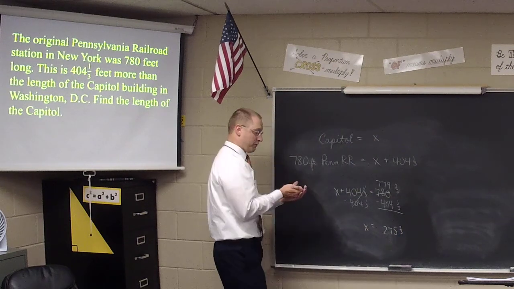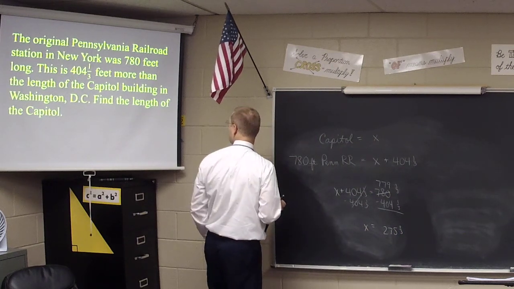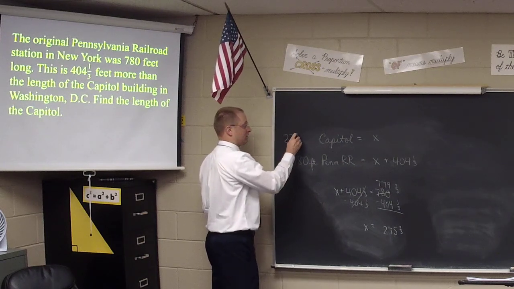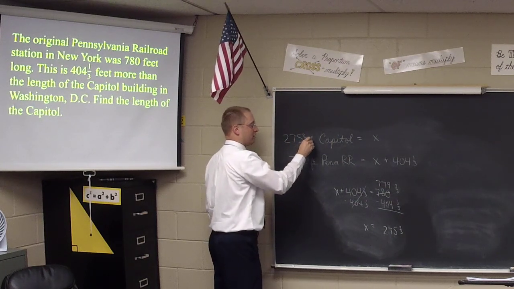So apparently the length of the United States Capitol building is 275 2/3 feet. There we go.